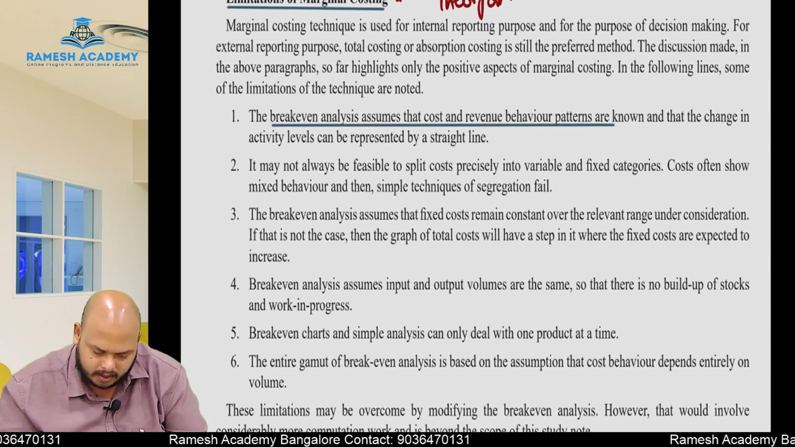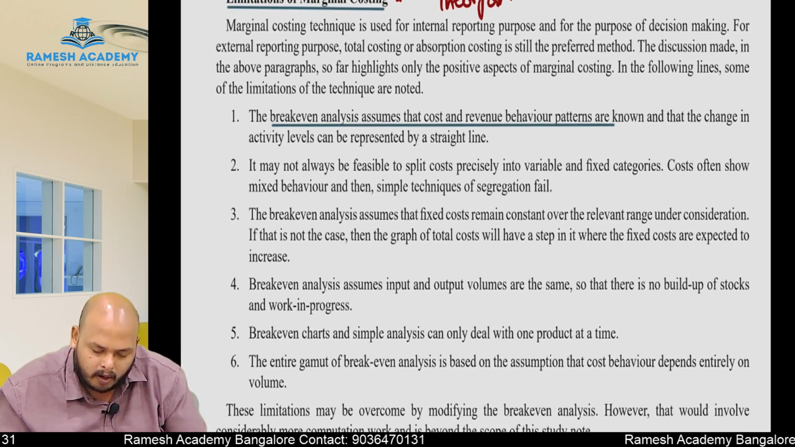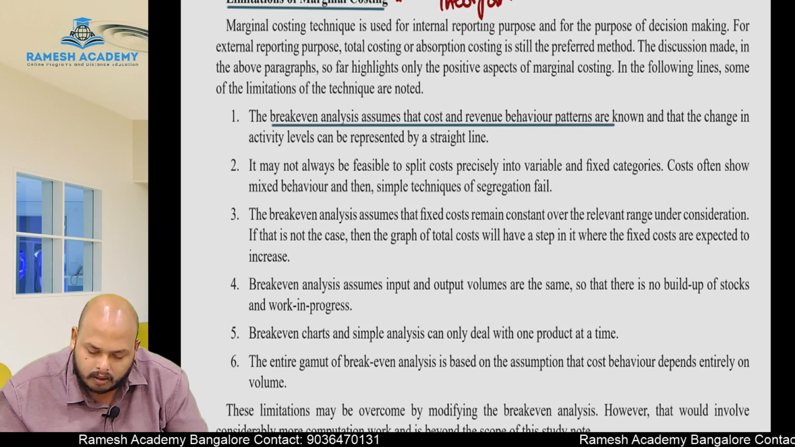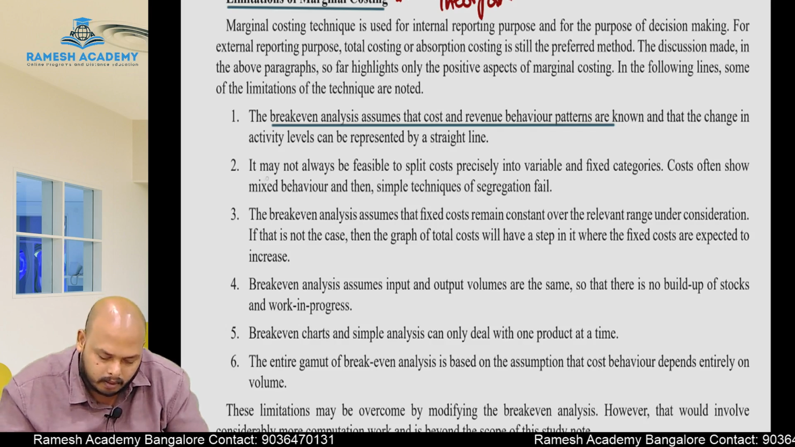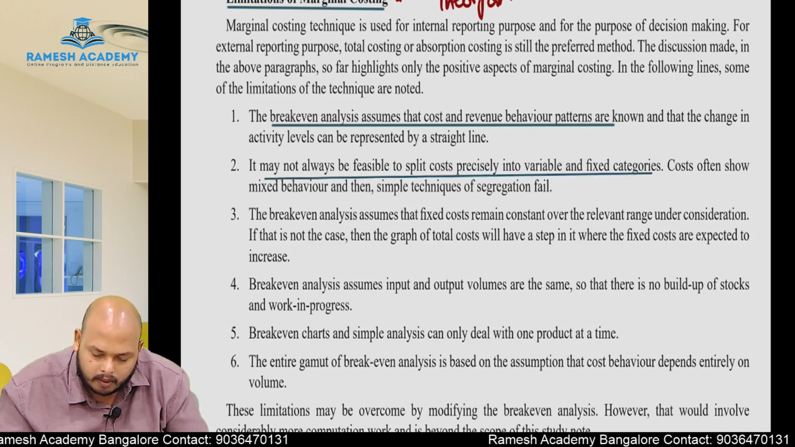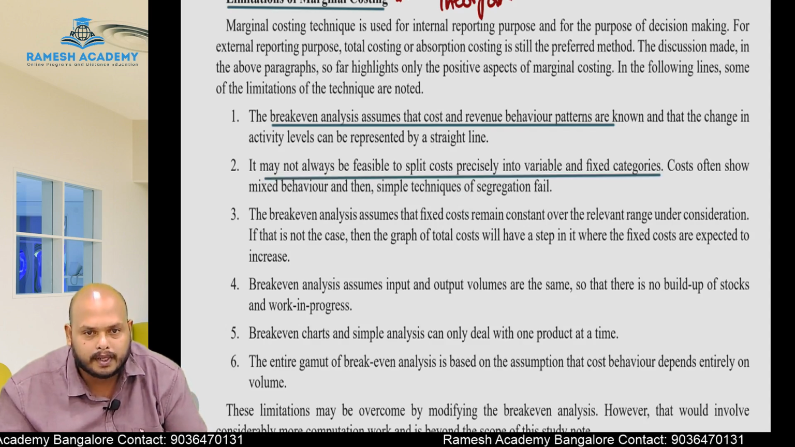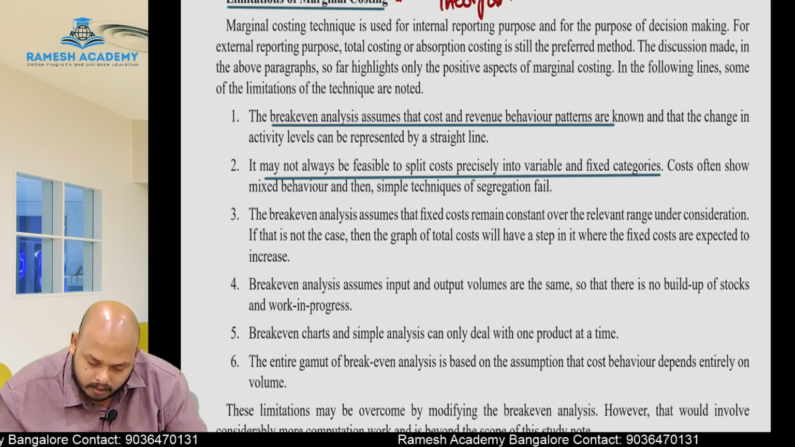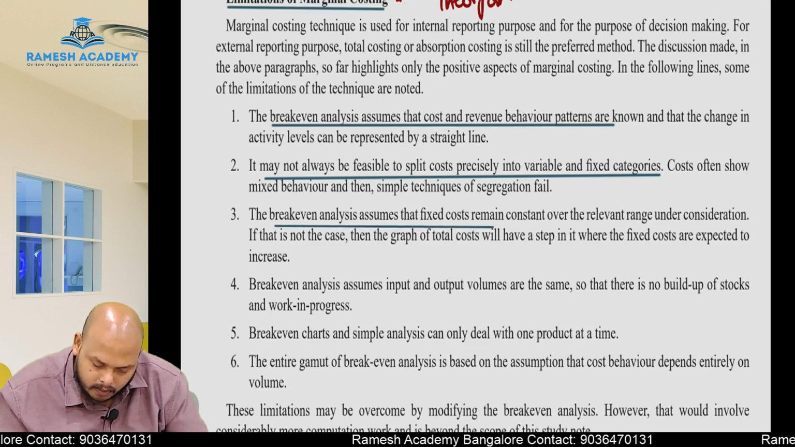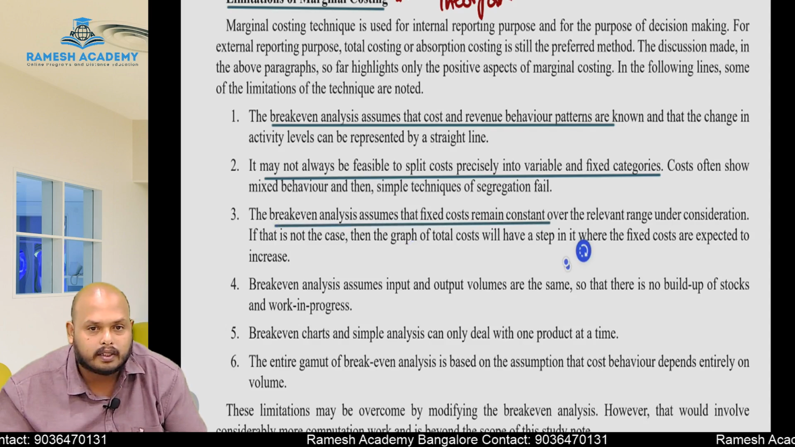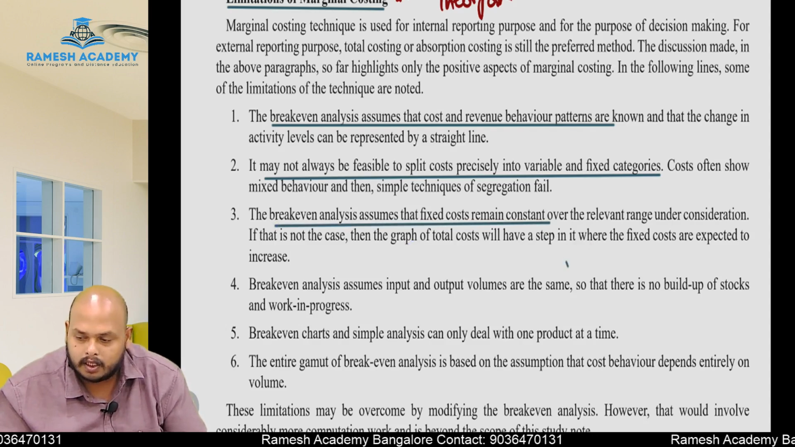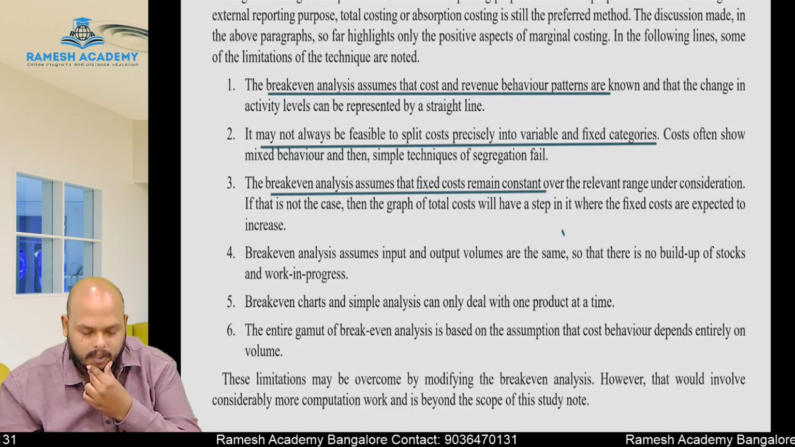It may change. It may not always be feasible to split cost precisely into fixed and variable cost. In marginal costing, we will consider only variable cost, so it is not possible to split variable and fixed cost. The break-even analysis assumes that fixed cost remains constant. Here the assumption in marginal costing is that fixed cost remains constant.